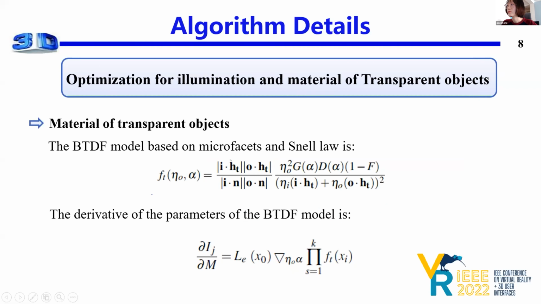The BTDF model based on microfacet and Snell's law is shown in this equation. To solve the derivative of the parameters of the BTDF model, we can obtain this equation. We can obtain the correct results once the objective function converges. The virtual model can be inserted anywhere around the transparent object, and the augmented reality system can generate realistic fusion effects.